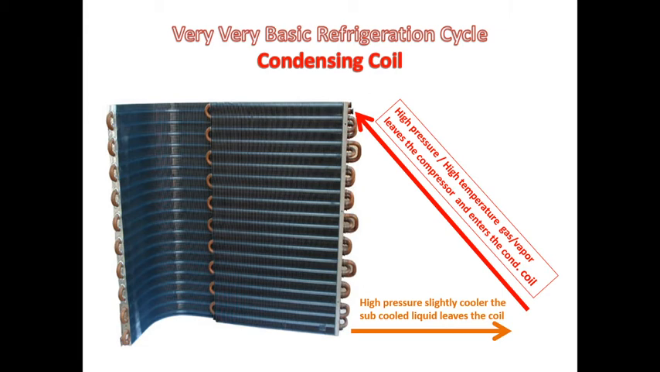The compressor sends high pressure, high temperature Freon gas to the condensing coil. As it passes through the coil from the top to the bottom, the air outside changes the state into a liquid by condensing the vapor. And it leaves the bottom of the condensing coil as a high pressure, slightly cooler liquid.